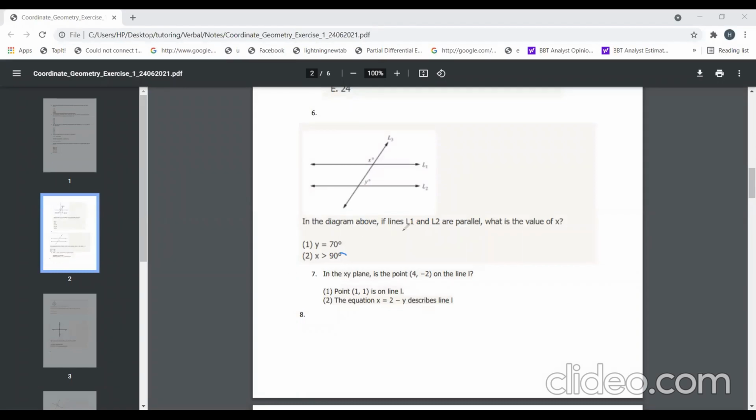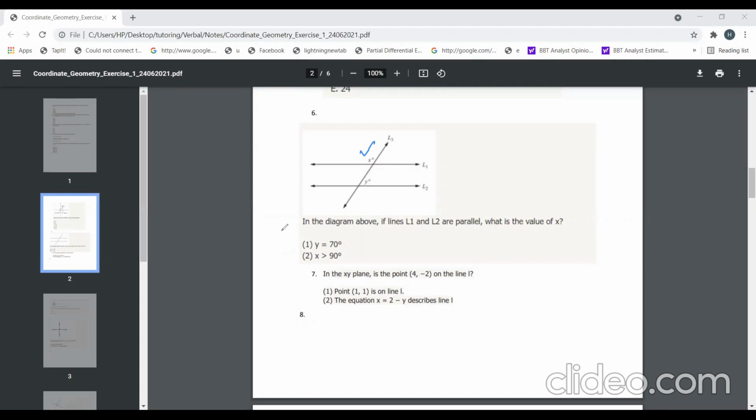In the diagram above, if lines L1 and L2 are parallel, what is the value of x? Is one enough? If parallel, then x equals y? No, 180 minus y. Is x this angle or that angle? This is x. So one is enough.